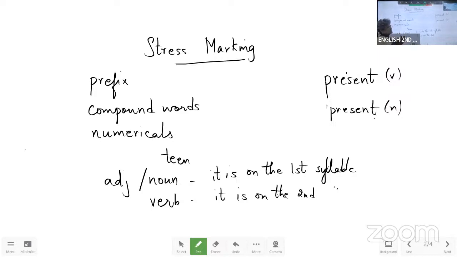And numerals 20, 30, 40, 10, all these are on the first syllable. But when it is teen, 18, 19, 17, it is on the second syllable. If it's an adjective or a noun, it is on the first syllable. If it is a verb, it is on the second syllable. To differentiate, they will write in the brackets whether it is a noun, adjective, or a verb.